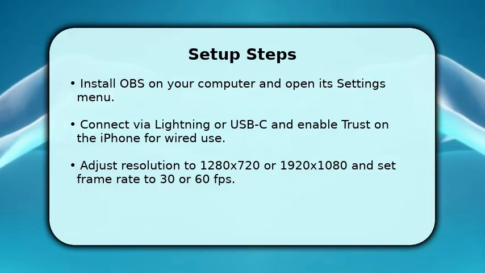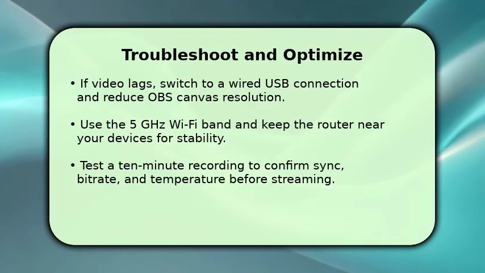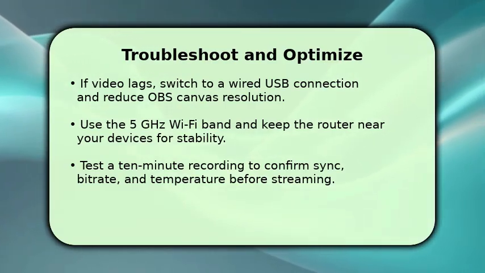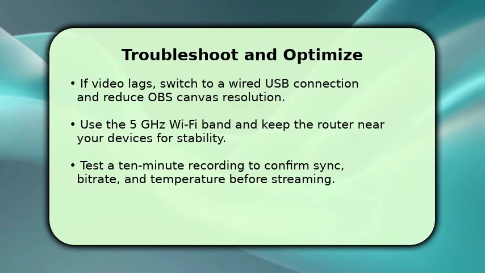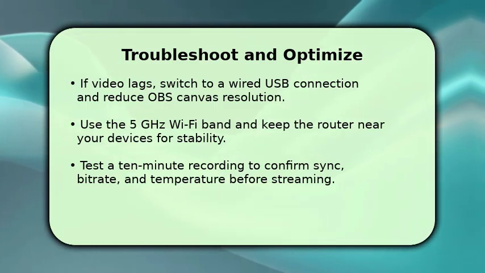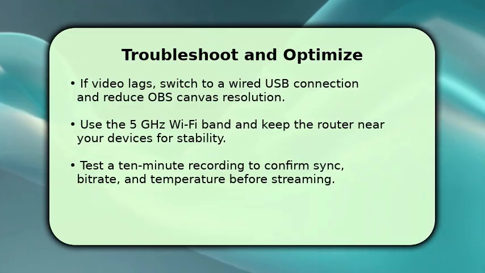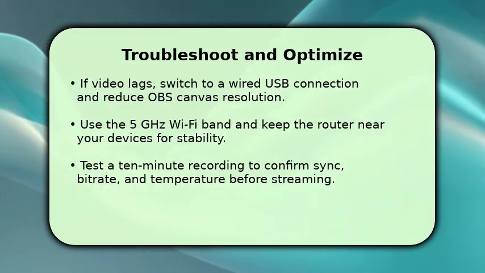Close background apps on the iPhone to free CPU and lower thermal throttling risks. Use the 5 GHz Wi-Fi band and keep the router near your devices for stability. Enable hardware acceleration in OBS and increase process priority if your CPU permits.